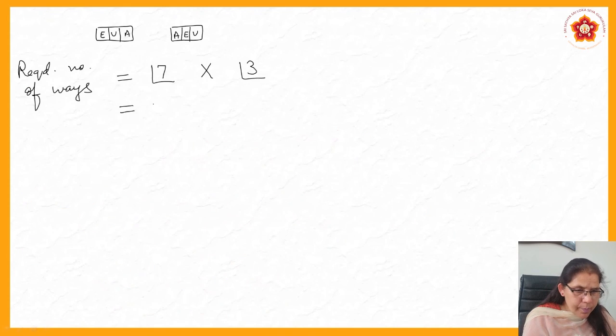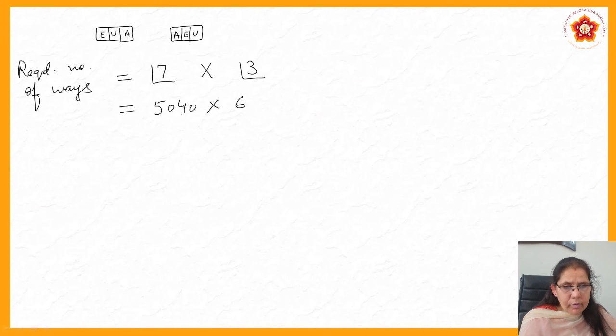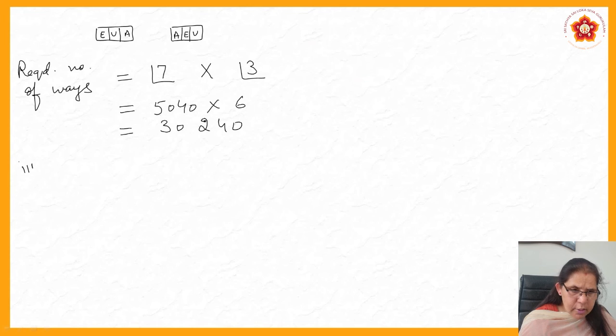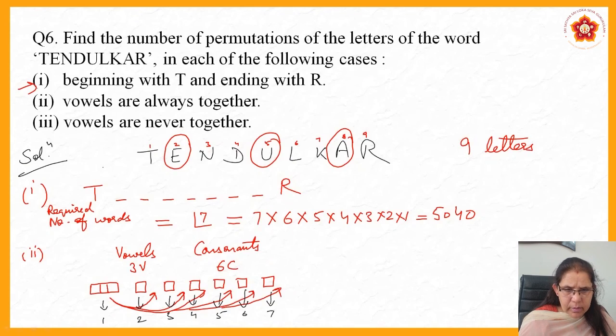What is factorial 7? We have already found 5040, and factorial 3 is 3 into 2 into 1, which is 6. So we get the answer 30,240. So this is the answer.